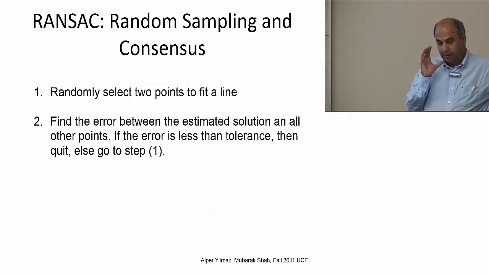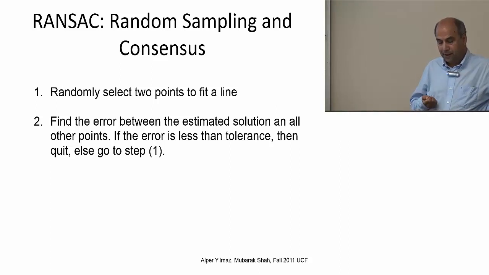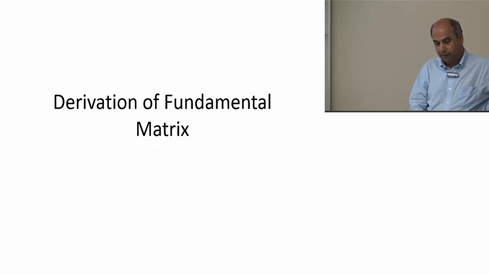Okay, so this is the algorithm. It's very simple, two steps. Randomly select two points to fit a line. Find the error between the estimated solution and all other points. If the error is less than the tolerance, then quit, else go to step one. You just keep going like that and you will be done.